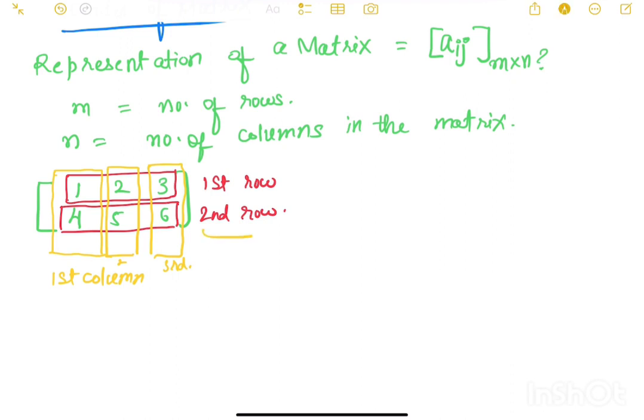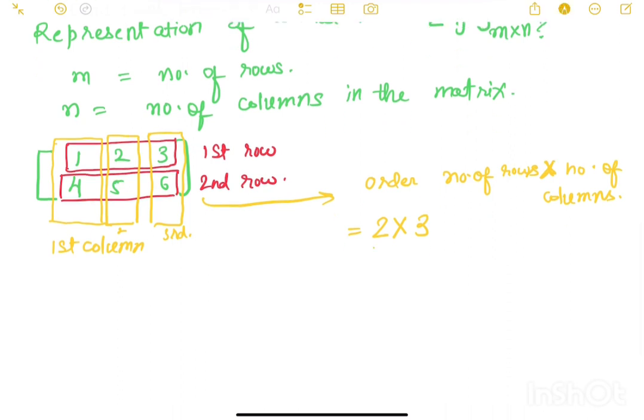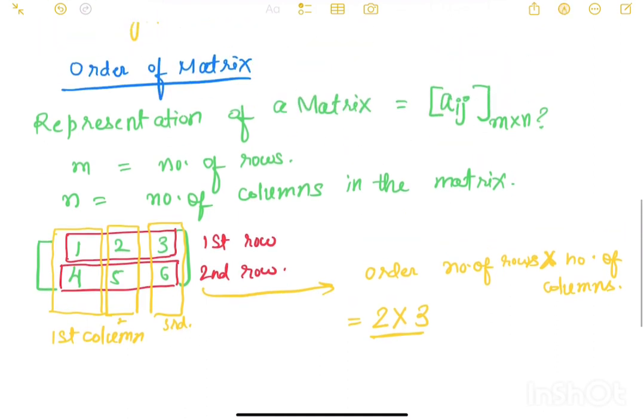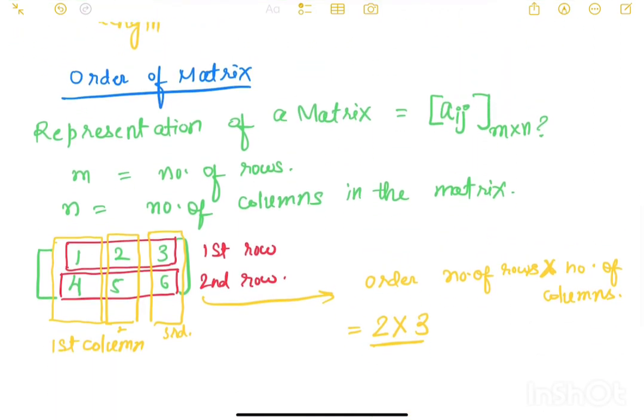So now what will be the order of this matrix? It will be the number of rows, with the sign of multiplication, then we mention the number of columns. Now in this case, how many rows are there? There are 2 rows, the multiplication sign, with the number of columns, right? There were 3 columns which we have just explained here. So this is how we define the order of a matrix. It's simply the number of rows multiplied by the number of columns, right?